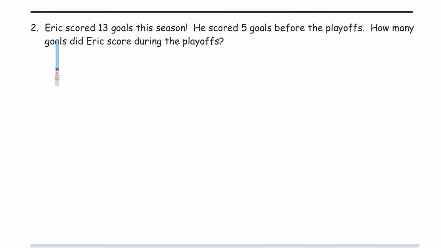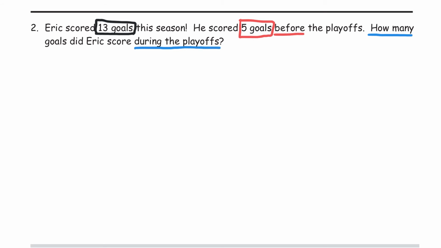Let's take a look at problem number 2. Problem number 2 reads, Eric scored 13 goals this season. Great job, Eric. He scored 5 goals before the playoffs. How many goals did Eric score during the playoffs? Okay, so we know a few things here. We know how many he scored total, 13 goals. We know that he scored 5 goals before the playoffs. And we need to know how many he scored during the playoffs.